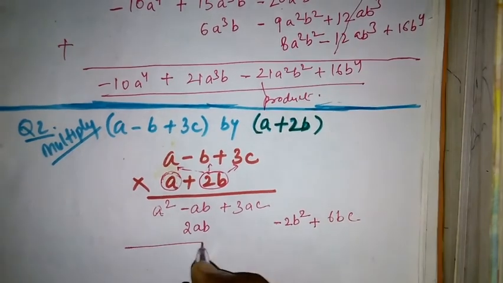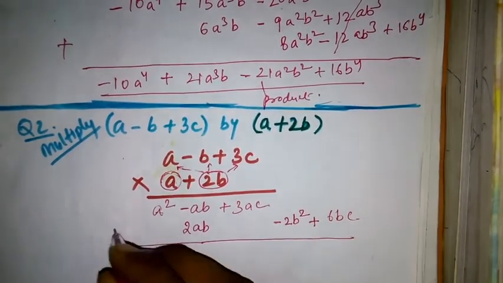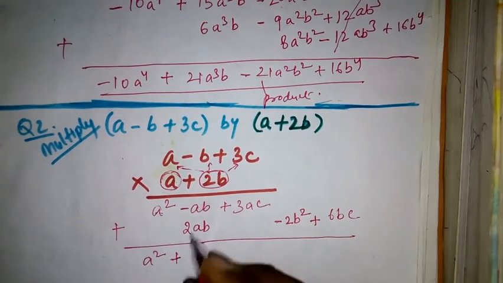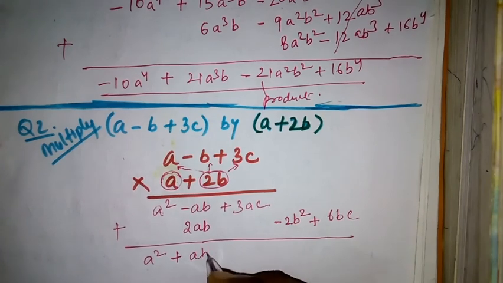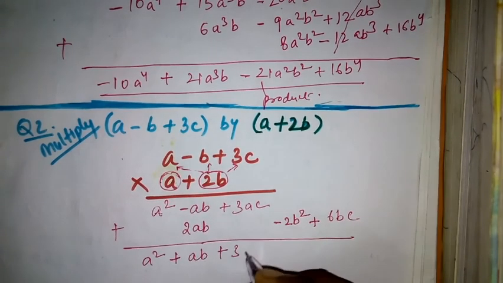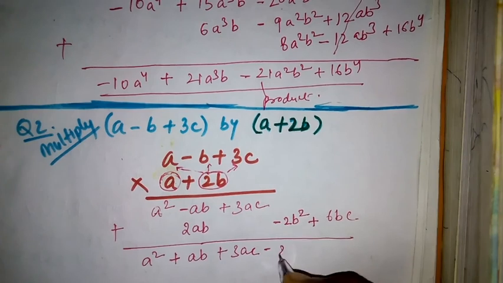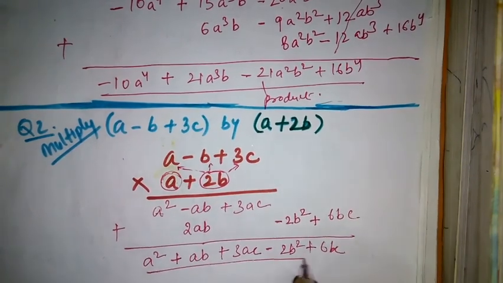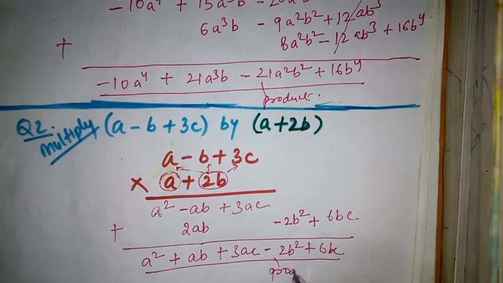Now we will add. Here a square, here minus ab plus 2ab is ab, here 3ac, then minus 2b square plus 6bc. So it is our final product.